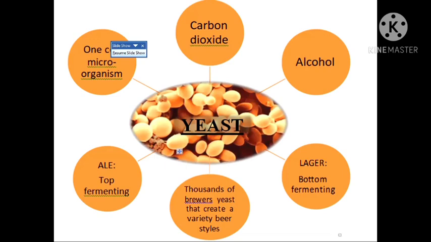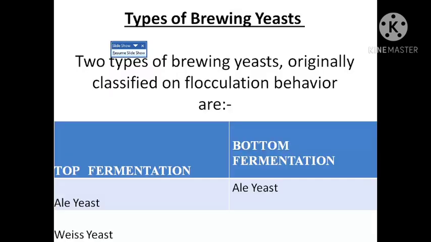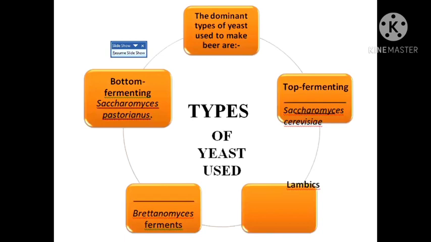Today we will learn about the yeast. Moving the slides, see the types of brewing yeast. There are two types of brewing yeast: one is ale yeast and the other is lager yeast. So what type of yeast is used in what kind of beer making? This is very important because yeast plays a key role during the fermentation of malted barley.